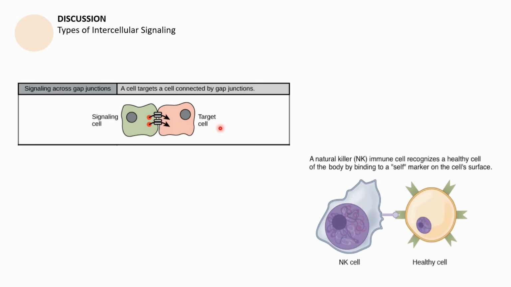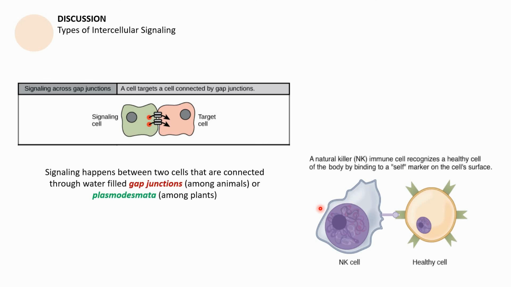They are called gap junctions. Okay, that's what you call those connections now. And signaling happens when two cells are connected through water-filled gap junctions among animals or plasmodesmata among plants. Sa mga plants, meron silang plasmodesmata. Ito yung parang tubo na nagko-connect sa dalawang plant cells.